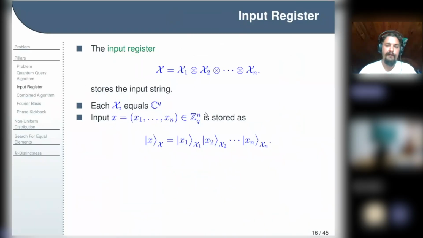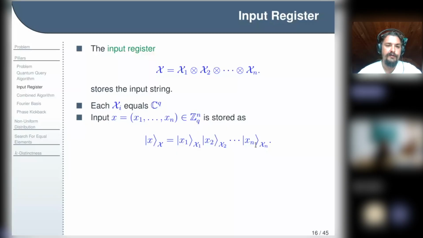Now I'm doing something that is pretty standard and has been used before. I will introduce another register, which will not be available to the algorithm, but which will store the input string. I will call it the input register, denoted by script X. It is a product of X_1 up to X_n, where each X_i is C to the q, a qudit. The input string is stored as usual as a product of the corresponding elements of the standard basis: x_1, x_2, all the way to x_n.